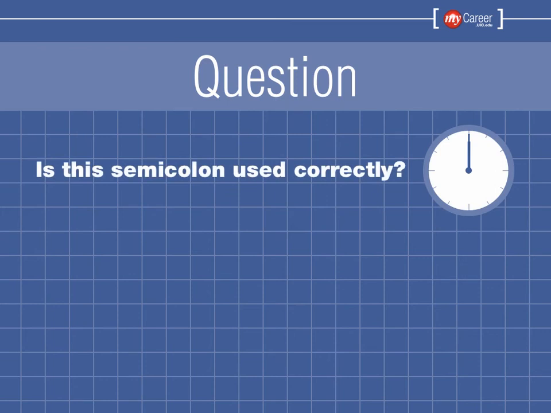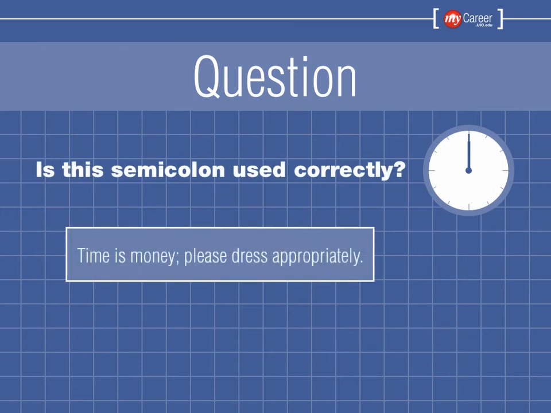Is this semicolon used correctly? You should have said no. Time is money, and please dress appropriately are not closely related, so they cannot be connected with a semicolon.